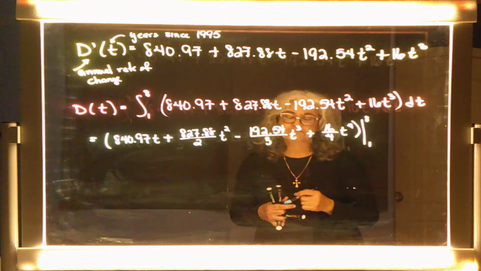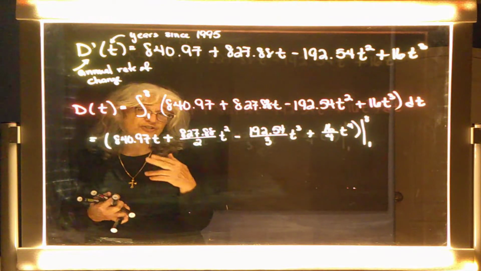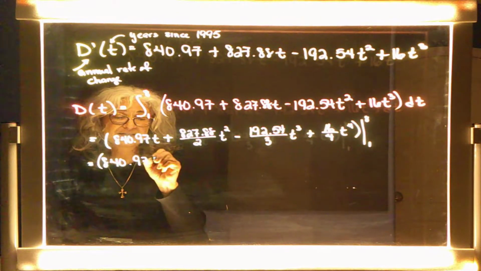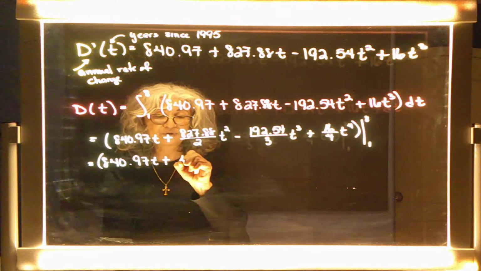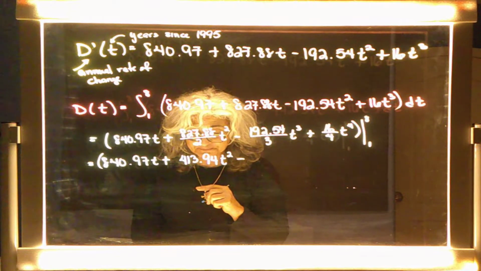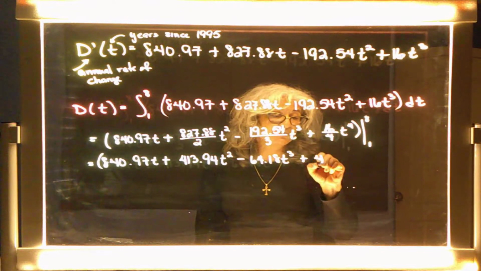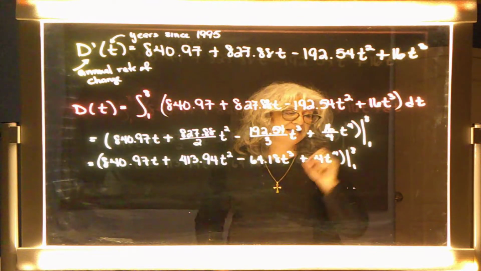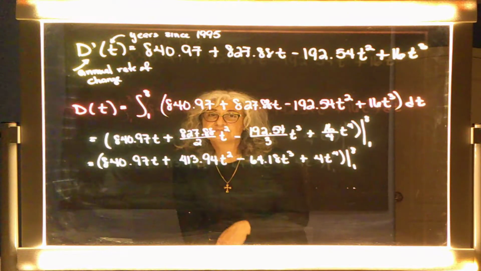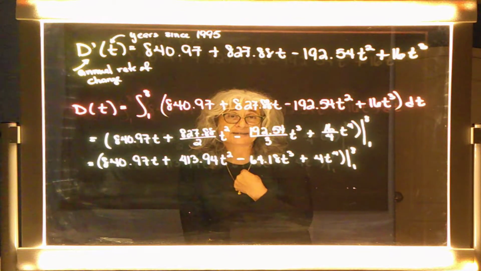Good? Y'all with me? All right, so we can do some simplifying just to make sure we're on the same page. So we have 840.97t plus 413.94t squared minus 64.18t to the third plus 4t to the power of 4, evaluated from 1 to 8. Okay, so I suggest you pause the video at this point, plug in the 8, see what you get, plug in the 1, see what you get, and hopefully we'll get the same numbers. So tune me back in when you got those.